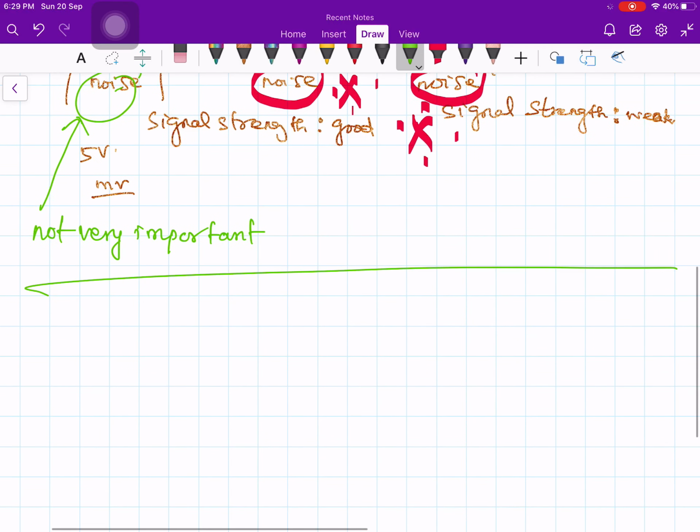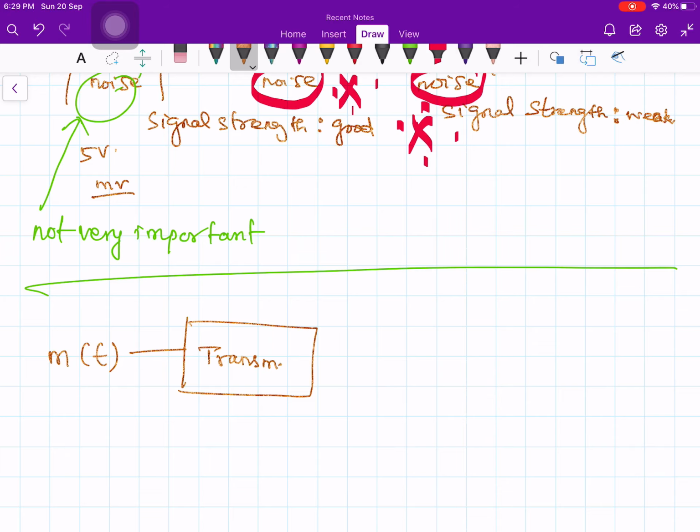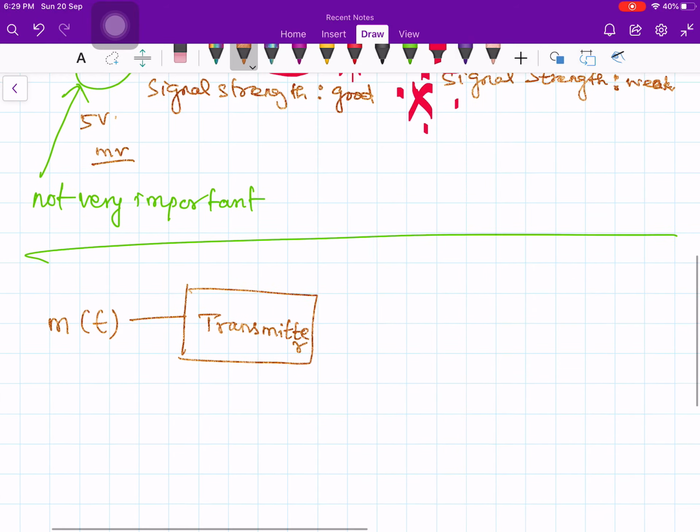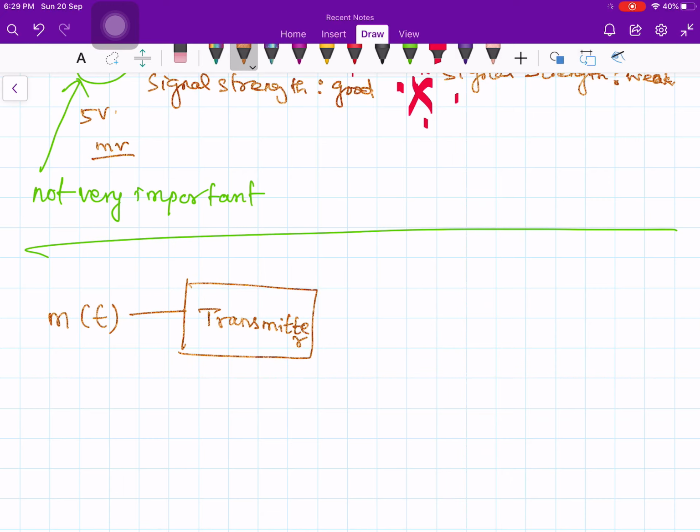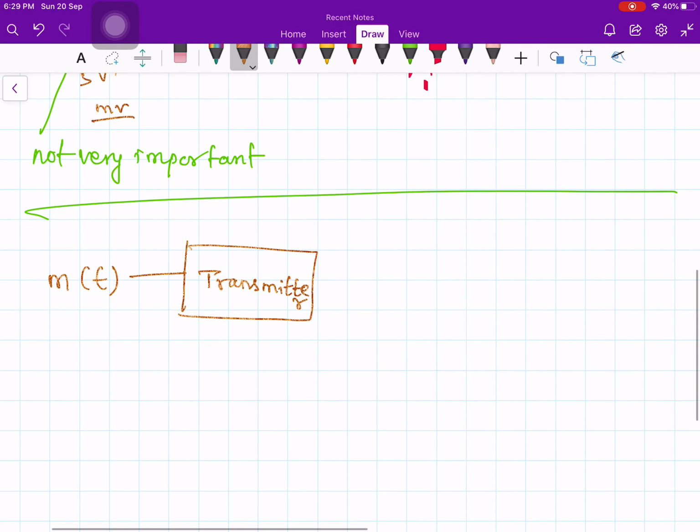You start with the message signal m of t, and this m of t is given to the transmitter. Like we have a pre-emphasis filter in the FM transmitter, there could be a modulator. So you can have a pre-emphasis filter, you can have a modulator. Even the transmitter contains a power amplifier before the signal is transmitted into the channel. The transmitter output is then transmitted through some physical channel.